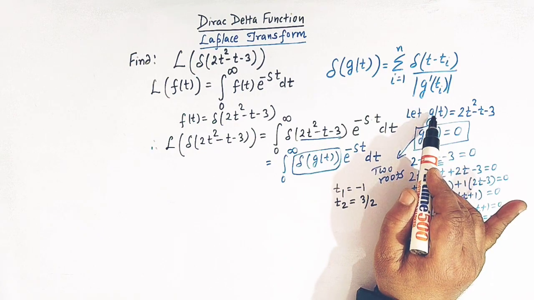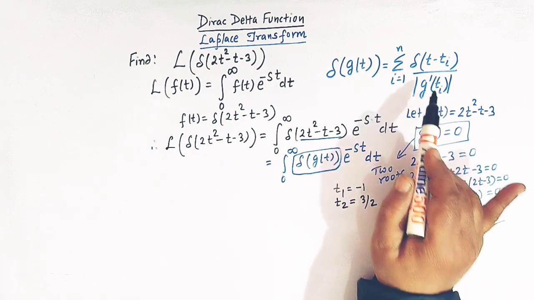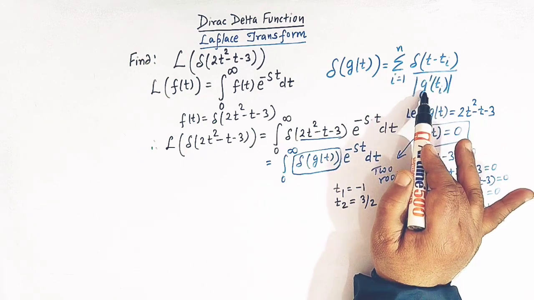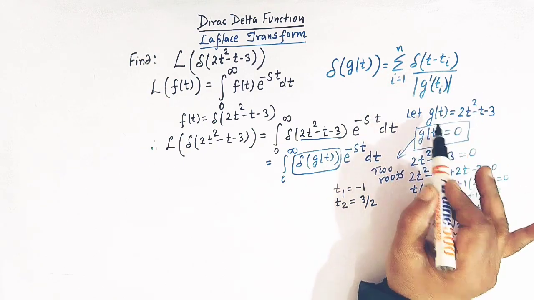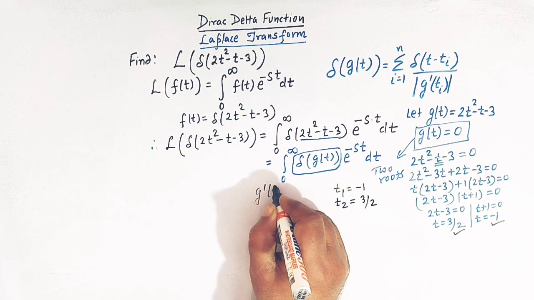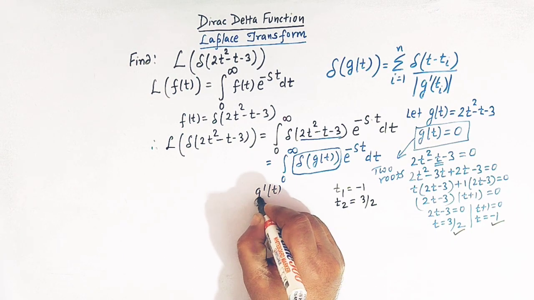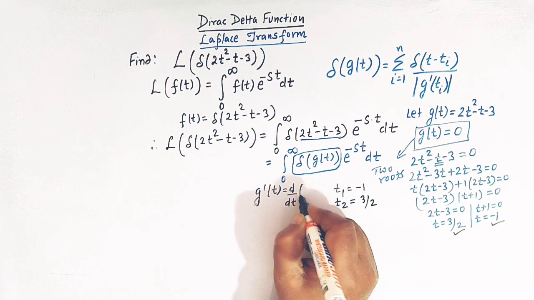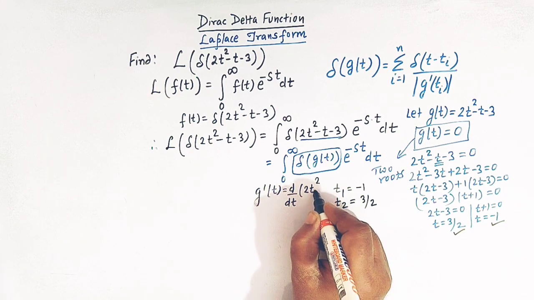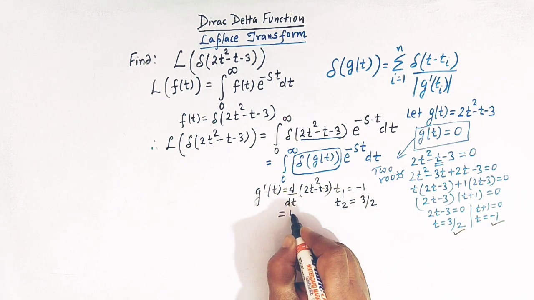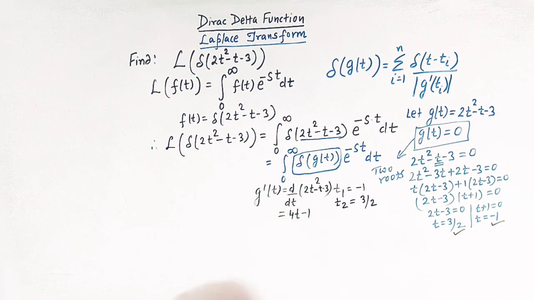Now let us differentiate g(t), because here we want the derivative of g(t). So g′(t) is the derivative of 2t² − t − 3, which gives us 4t − 1.